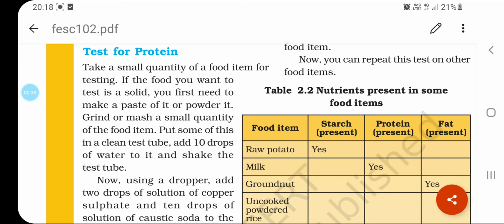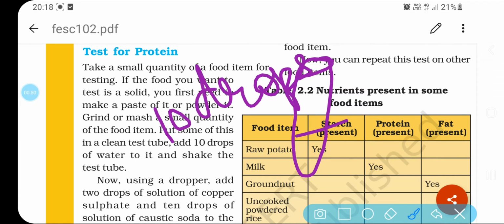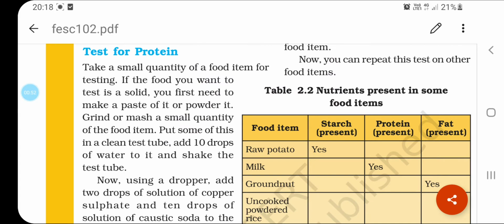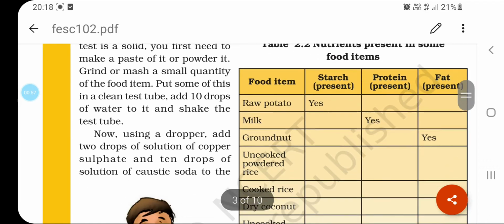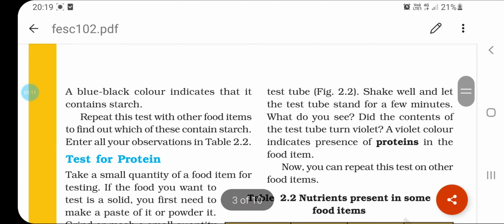Take a clean test tube and put 10 drops of water in it. Okay, now shake it very well. Now, using a dropper, add 2 drops of solution of copper sulfate and 10 drops of solution of caustic soda to the test tube.